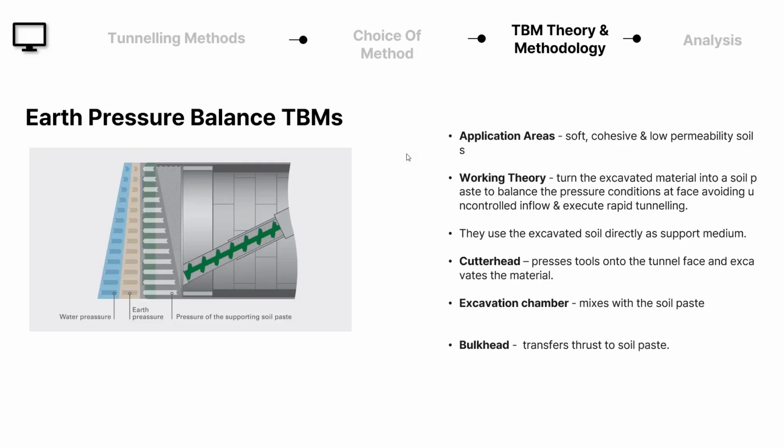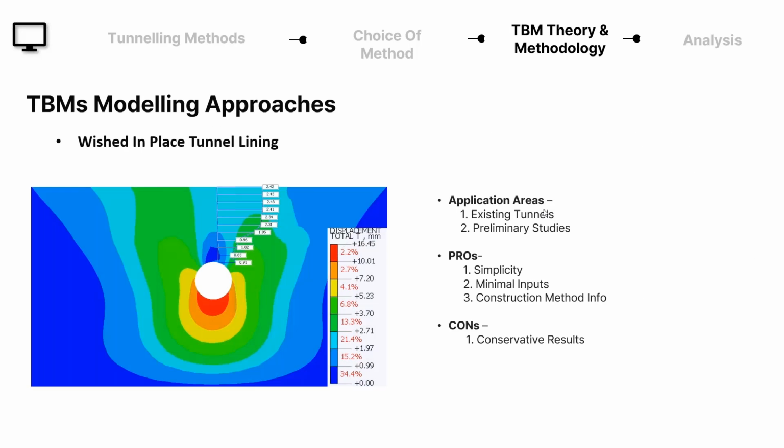So now we will see the tunnel modeling approaches. The first and the simplest one is wished in place tunnel lining. Wished in place literally stands for the fact that you wish it in place. You can wish it to be existing anywhere. You just create a circular tunnel beam element, and then you excavate that tunnel, and then you check for the stresses and deformation around.